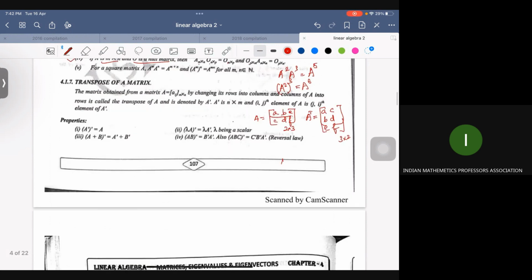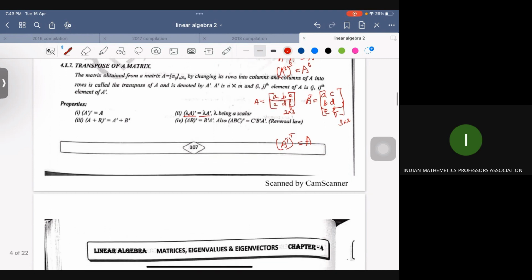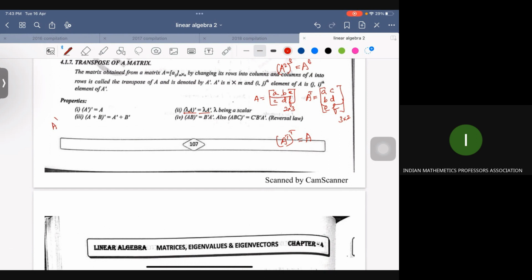So A transpose of whole transpose is nothing but the same matrix A. And lambda A whole transpose is equal to lambda A transpose. We can take the scalar outside. Here they have represented transpose like this. And A plus B whole transpose is equal to A transpose plus B transpose. This condition is important. A plus B whole transpose is equal to A transpose plus B transpose.